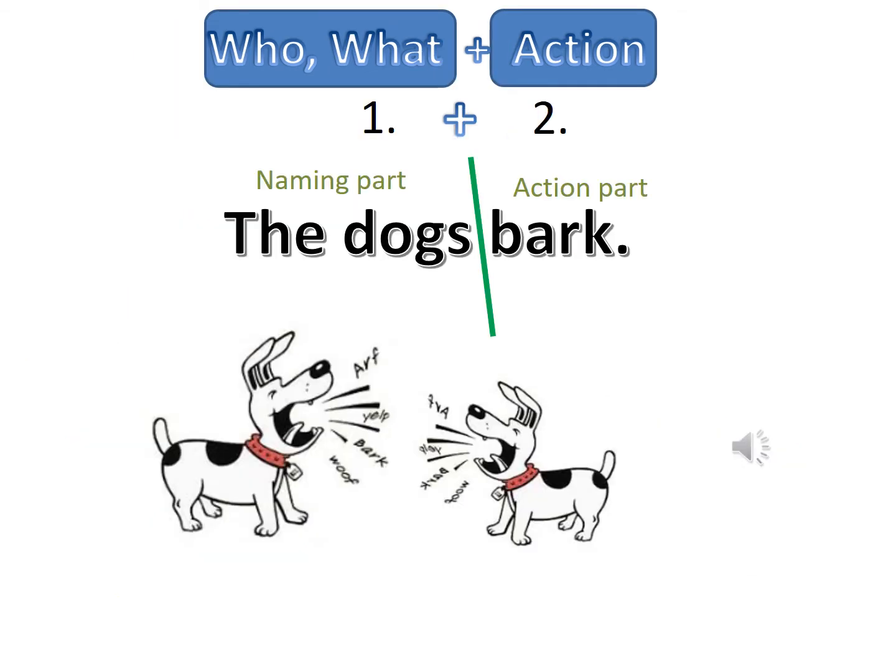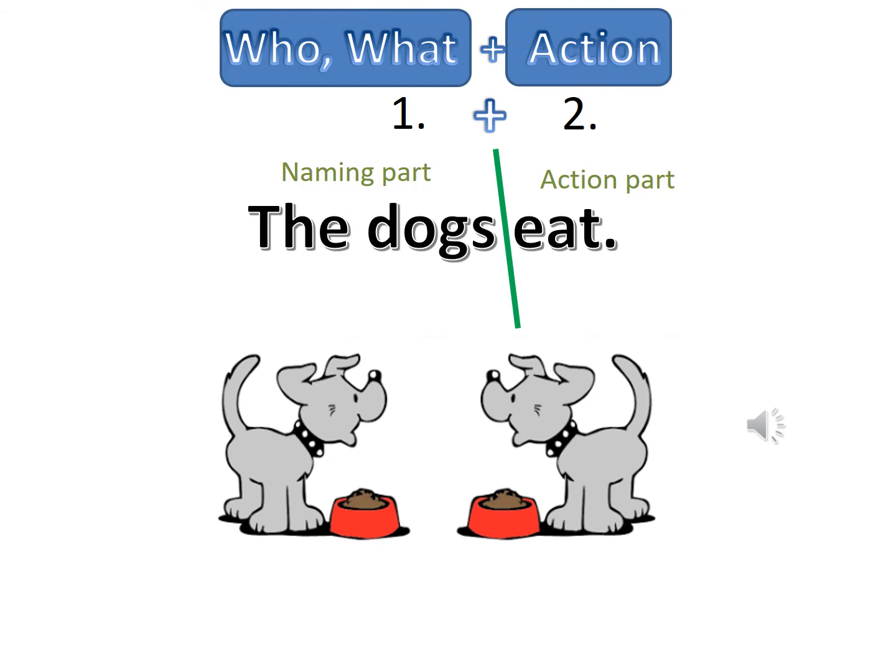Here is another sentence. The dogs bark. So the naming part tells us who or what. That's the dogs. And the action part tells us what they do. They bark. Here's another sentence. The dogs eat. The naming part is the dogs, and the action part is the eat. The dogs eat.